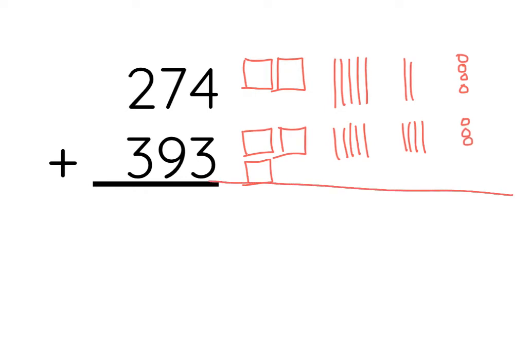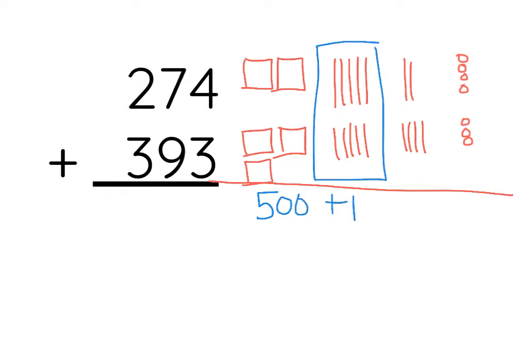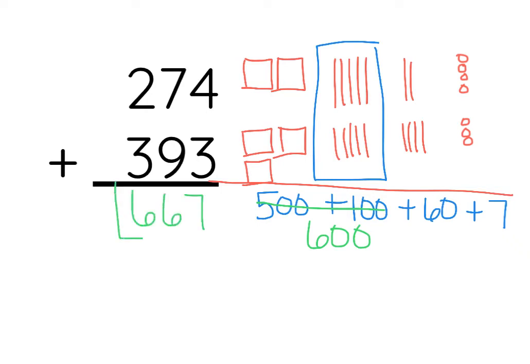We'll add and get 500. 50 and 50. Love it when we can make 100. And 60 plus 7. 500 plus 100 equals 667.